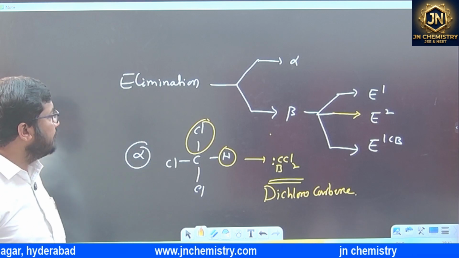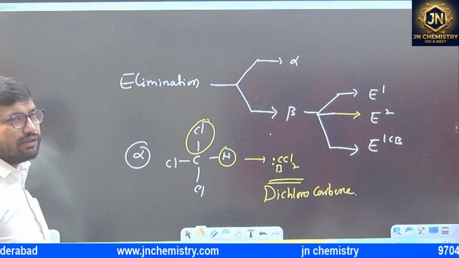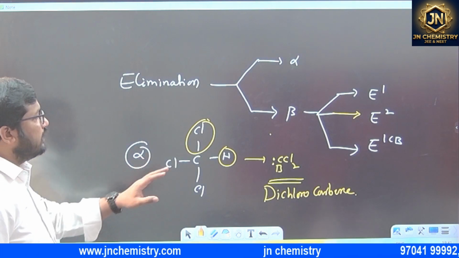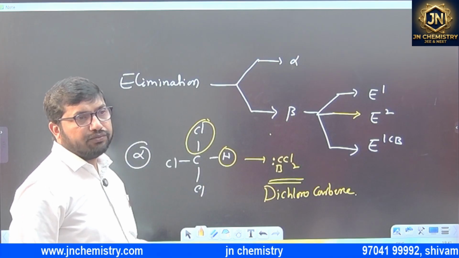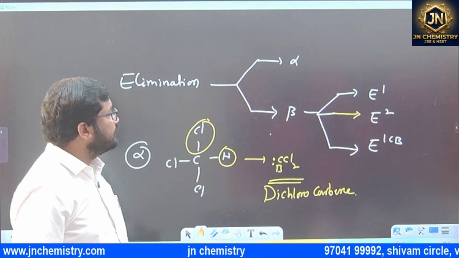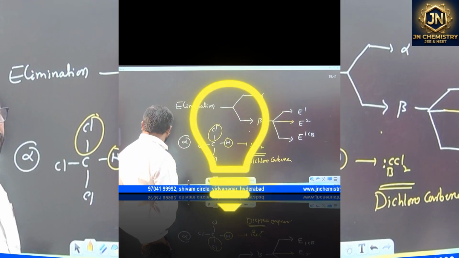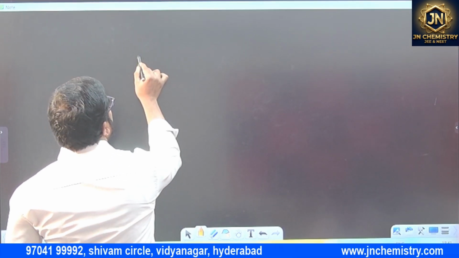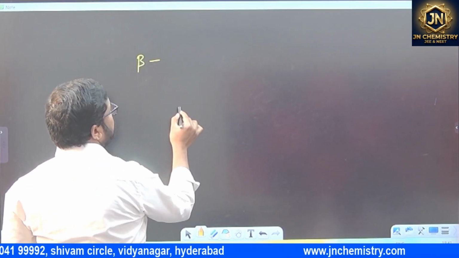Dichlorocarbene. Alpha elimination is not needed, but we'll go with E1, E2, E1CB. Beta elimination is important. Beta elimination, E1.